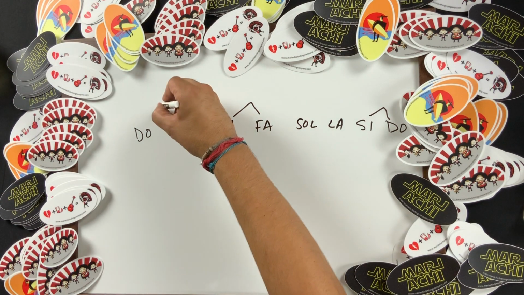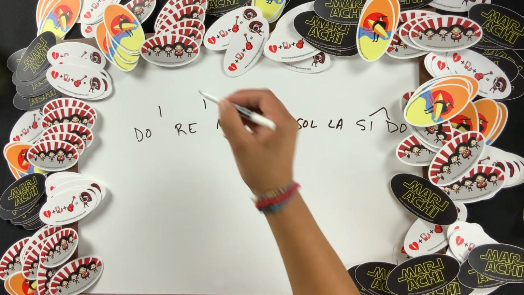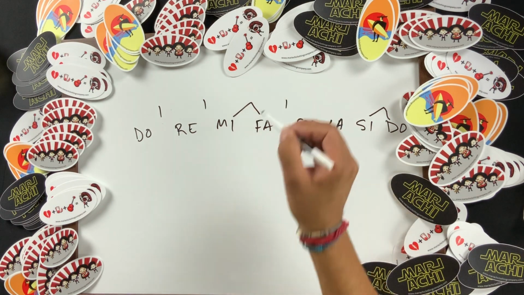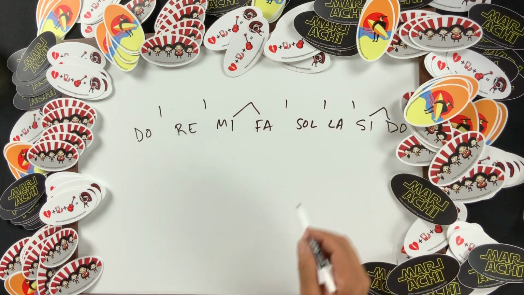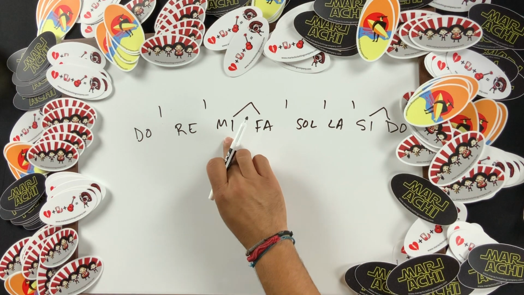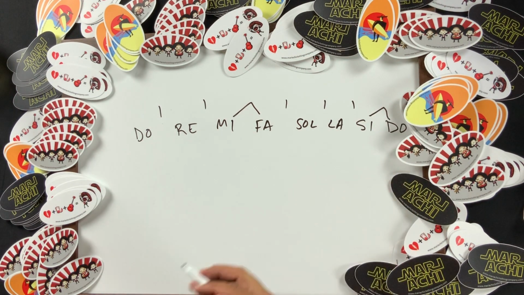Now between do and re, we have a sound. Re and mi, we have a sound. Fa and sol, we have a sound. Sol and la, we have a sound. La and si, we have a sound. There's no sound between mi and fa and between si and do.